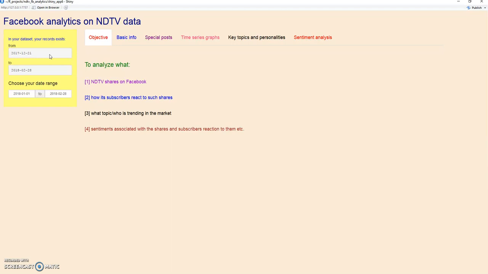This video would have two parts in it, and there are basically two sets of code modules. In one code module, I have used a package rFacebook to fetch in the data. So as you see towards the left, in your data set, the records that I have fetched are from the last month of 2017, December, from the 21st of December to the 28th of February 2018. So these records exist that have been fetched by the Facebook package.